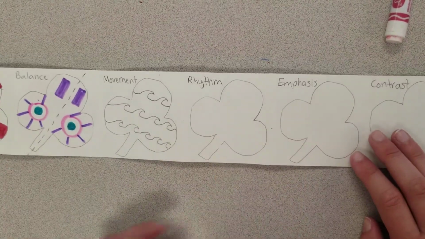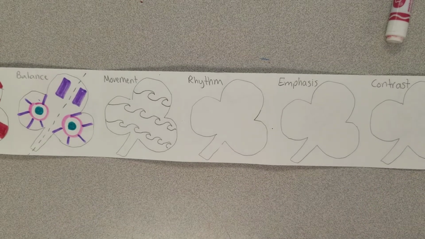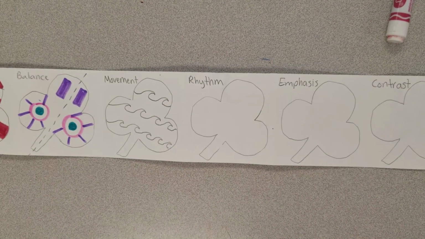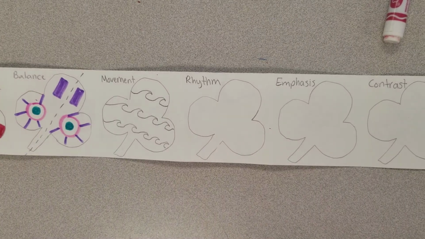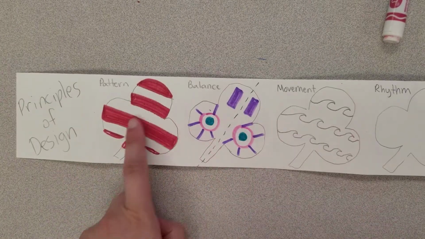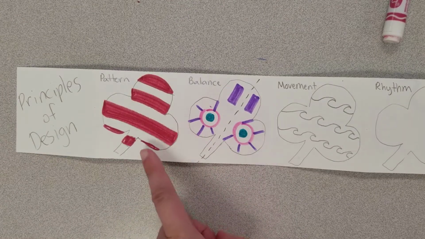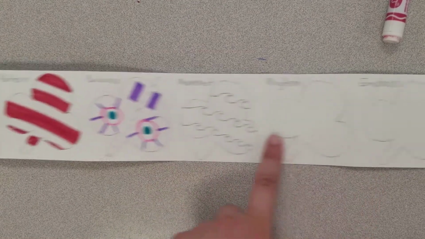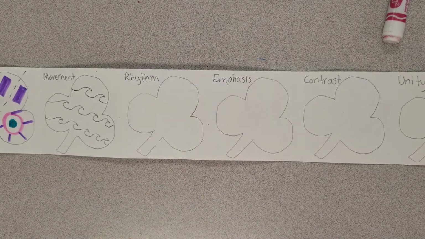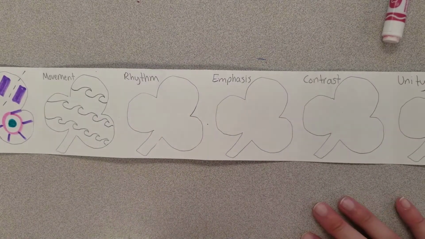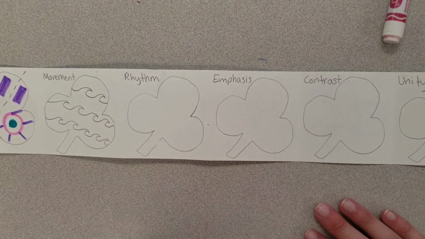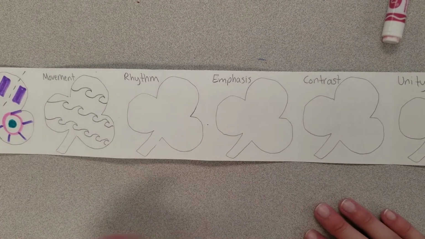Next is rhythm. Rhythm's a little tricky. Rhythm is something that's repeated over and over, but does not have to be in a pattern. Okay, so you can see my pattern here repeated. It was red, white, red, white, red, white, and the stripes were exactly the same as well. So with rhythm, I can pick something and repeat it, but it can change colors and it can change sizes and it can change shape as well.